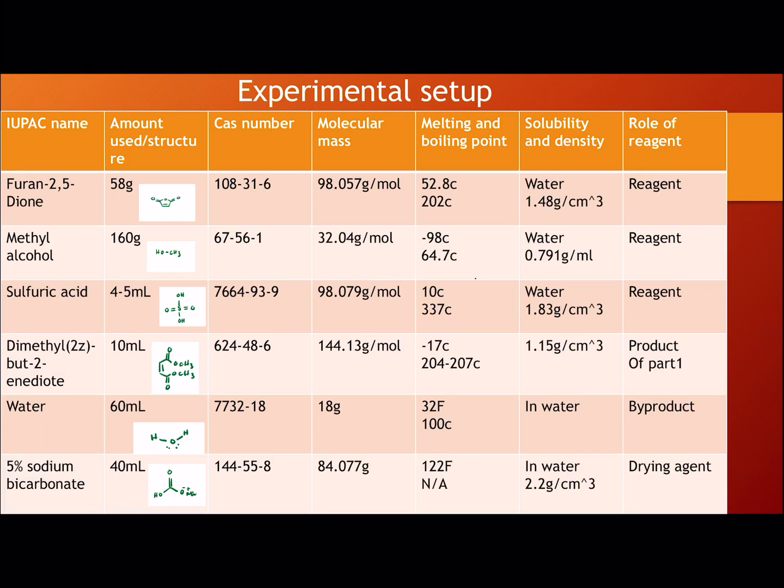So we are able to see the CAS number, which is the identification number of all these reagents, as well as the molecular mass and melting points of all of these. So we have methyl alcohol, sulfuric acid, water, of course.